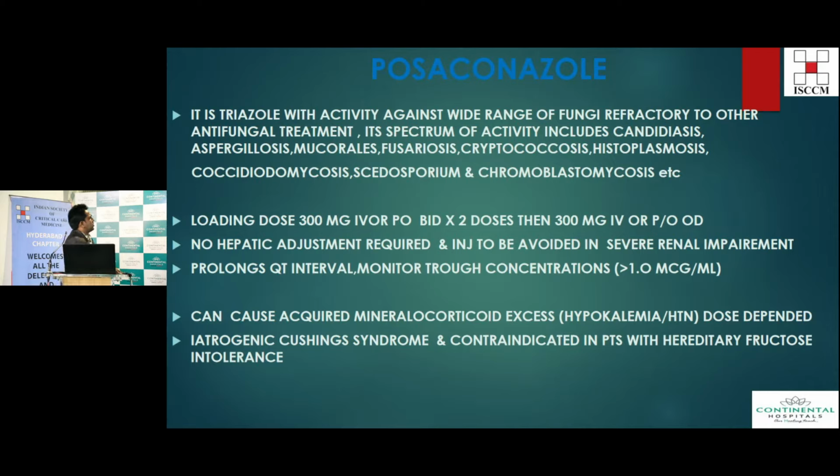Posaconazole has a wide range of activity. Its spectrum includes candidiasis, Aspergillosis, mucormycosis, Cryptococcus, fusariosis, and so on. The loading dose is 300 mg BD for 2 doses, then 300 mg OD. Remember, posaconazole requires no hepatic adjustment, and the injection needs to be avoided in severe renal impairment. The drawbacks are that it prolongs the QT interval and therapeutic concentration monitoring is required. It can cause acquired mineralocorticoid excess and iatrogenic Cushing syndrome, and is contraindicated in hereditary fructose intolerance.